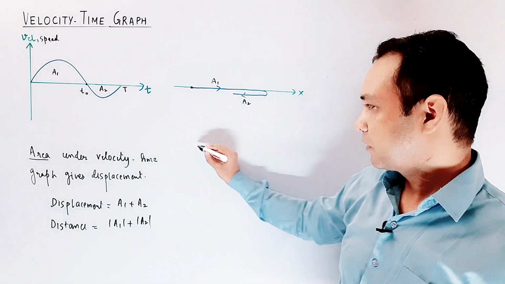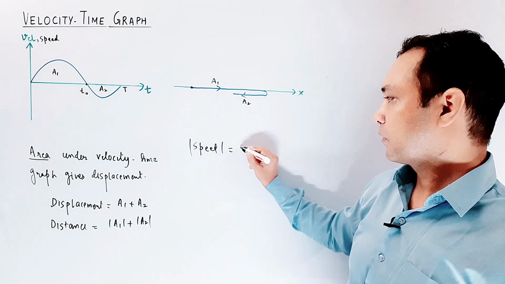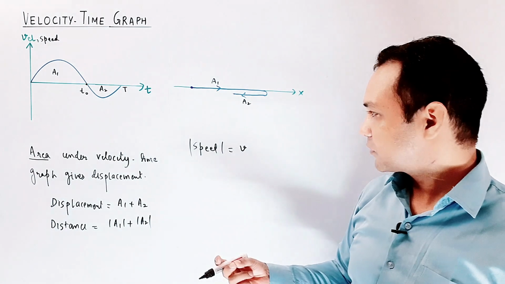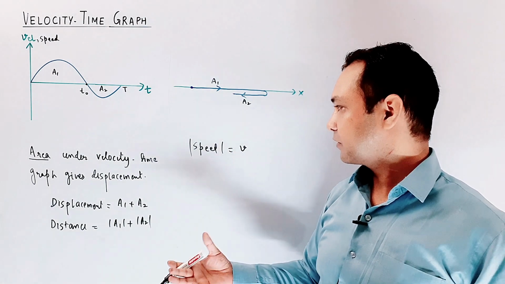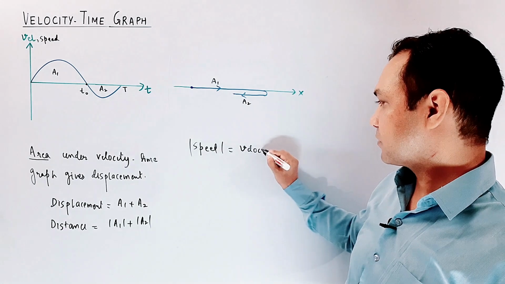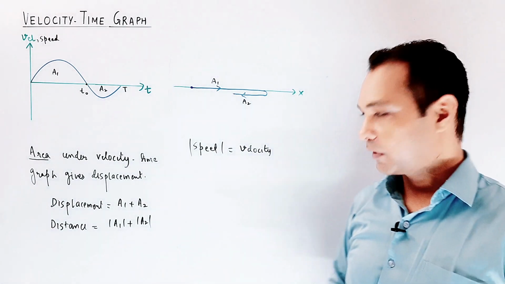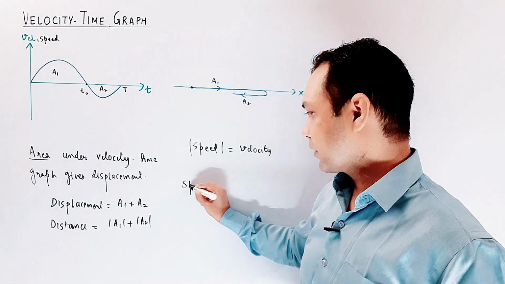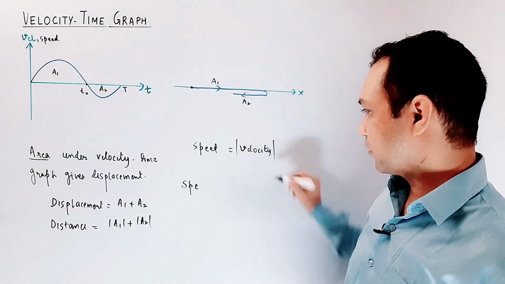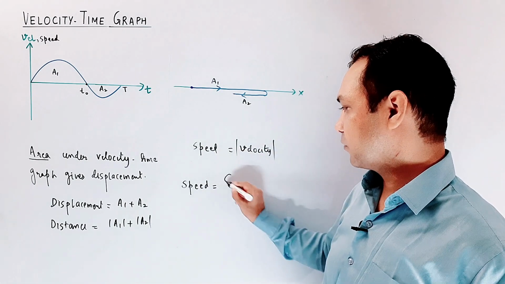Speed is the magnitude of velocity. Speed can't be negative. So if the velocity is positive, we can say that speed is equal to v. And if velocity is negative, then the negative of that velocity will be positive, and that will be the speed. So I can write that speed is equal to, okay, this is not correct, the speed is mod v, and for the velocity, okay, I'll write the whole thing.